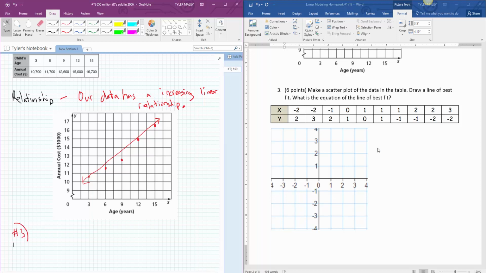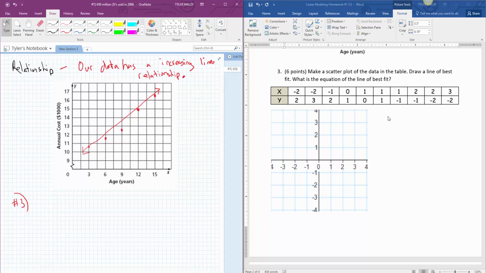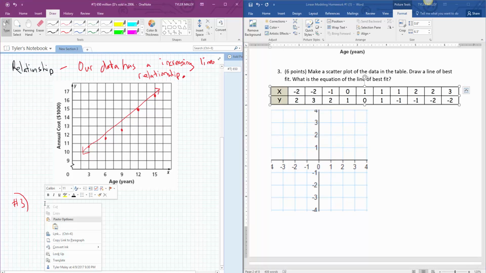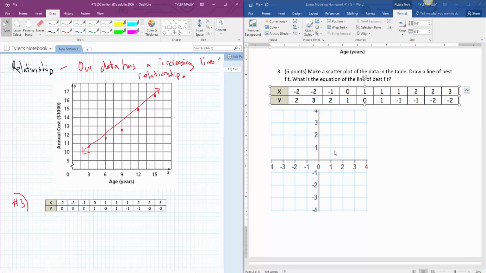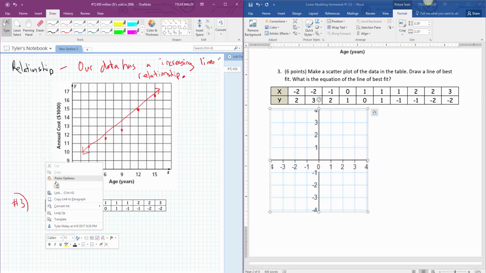So number 3, you're asked to make a scatter plot of the data in the table, draw a line of best fit, and then what is the equation of this line of best fit? So we can certainly do that. Again, let me just grab and paste these parts into my OneNote file.